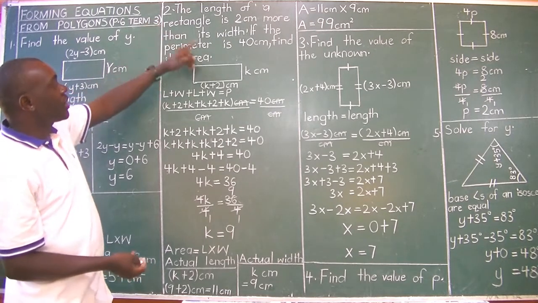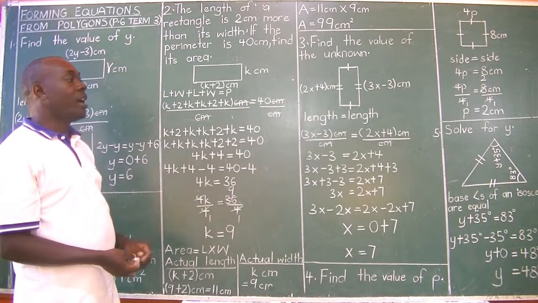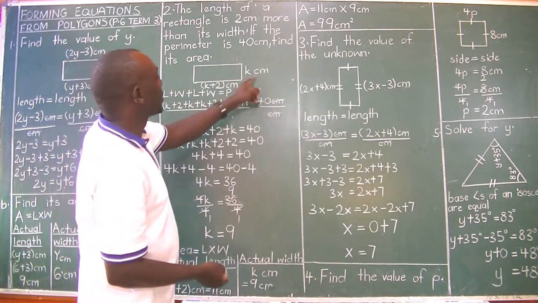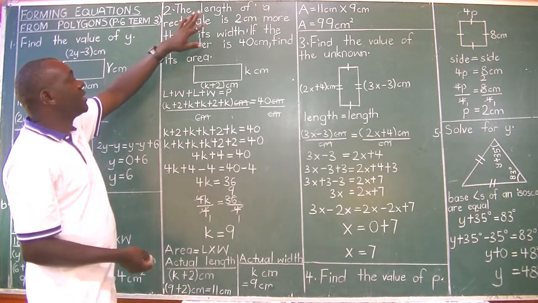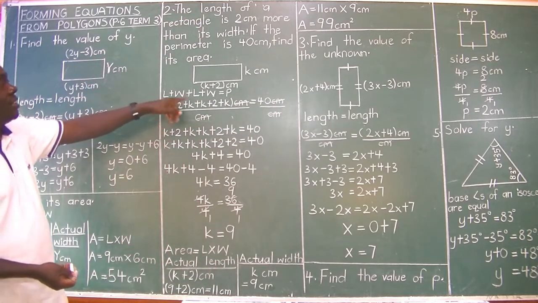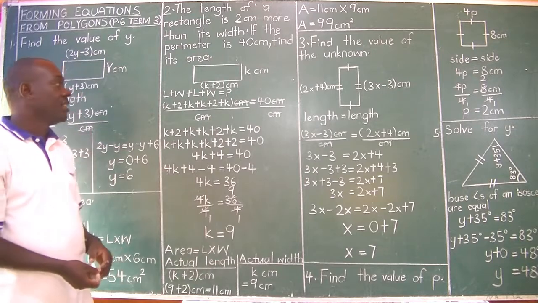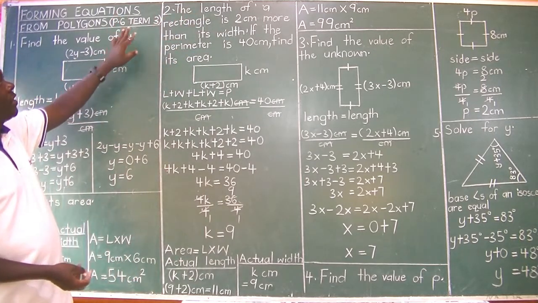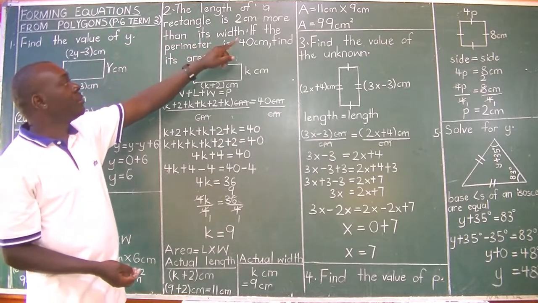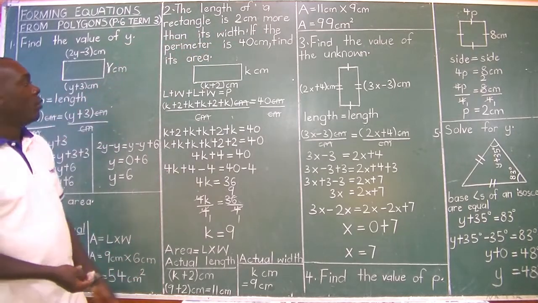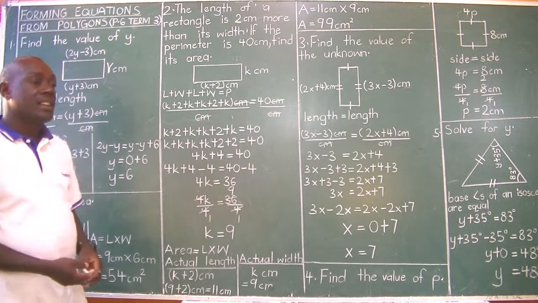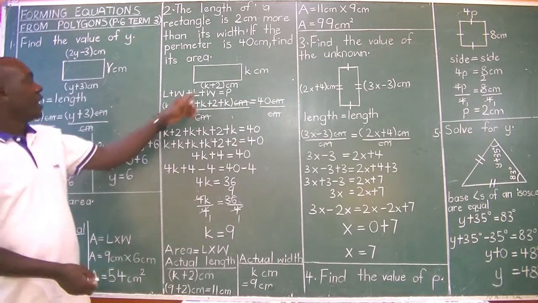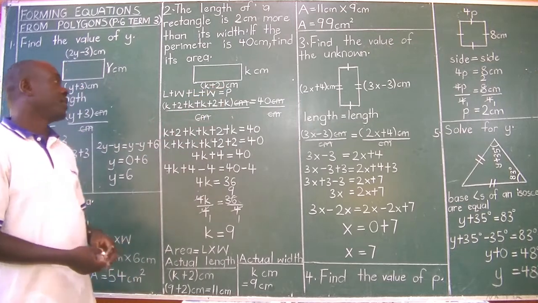Now you draw a rectangle, then think about it, and choose K, such that when the width is K centimeters, the length that's more by 2 centimeters is K plus 2 centimeters. In so doing, I will have interpreted the statement that reads the length of a rectangle is 2 centimeters more than its width. When the width is K centimeters, then the length will be longer by 2. So that is K plus 2 centimeters.